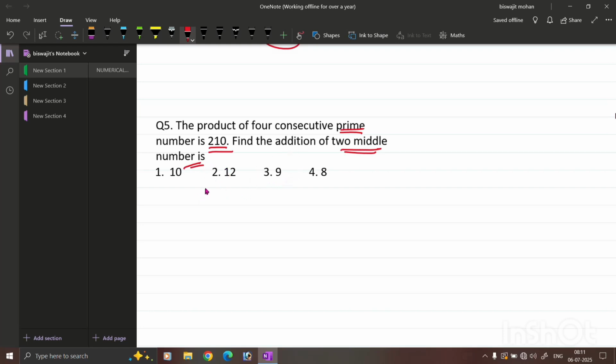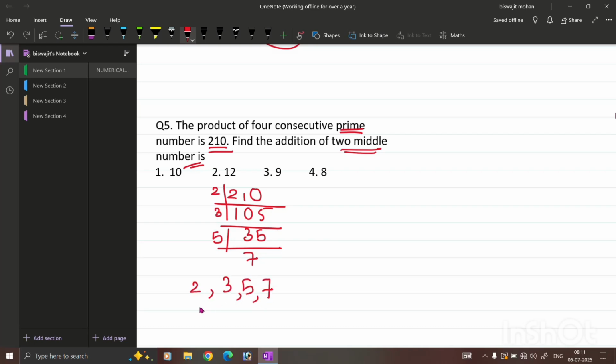So we do the prime factorization of 210. When we do the prime factorization, we get it in this way. When we divide by 2, we get 105. Again, divide by the next prime number, 3, we get 35. The next number we get is 5, divided by 7, 5 times 7 is 35. So what are the consecutive numbers? 2, 3, 5, 7, and when you multiply them, we get 210 definitely. And now what are the two middle term numbers? The middle numbers are 3 and 5, and the sum of 3 and 5 is 8.